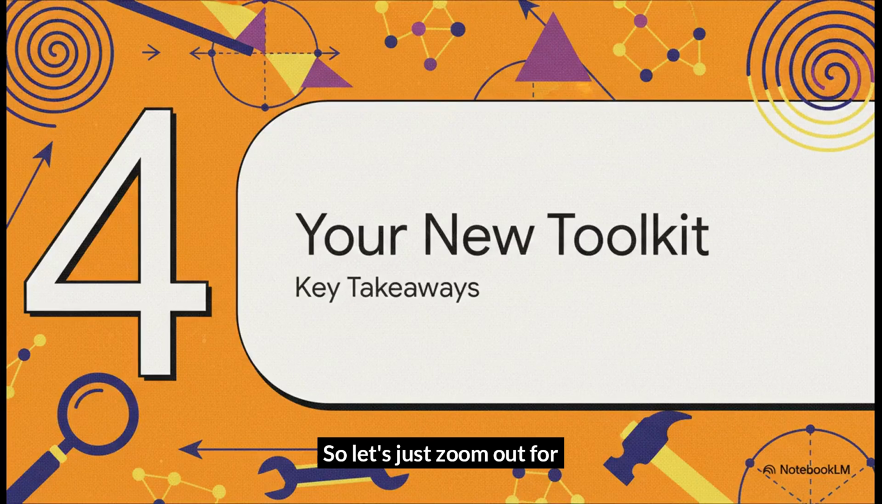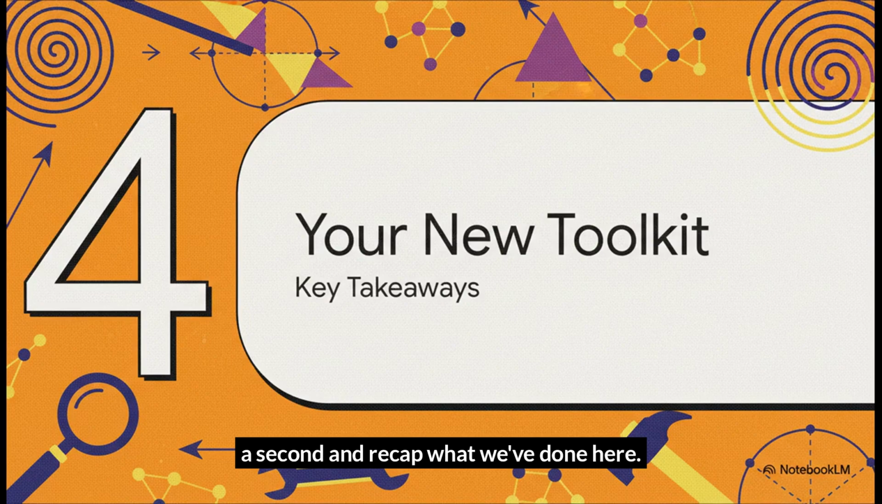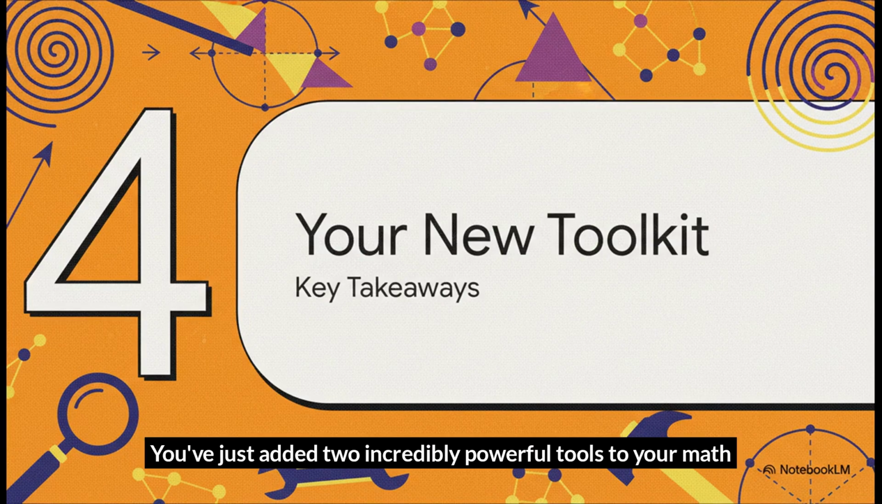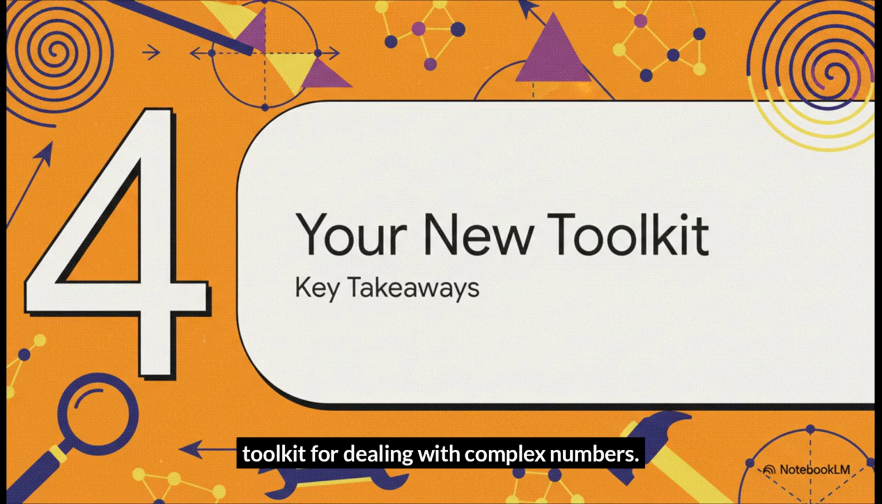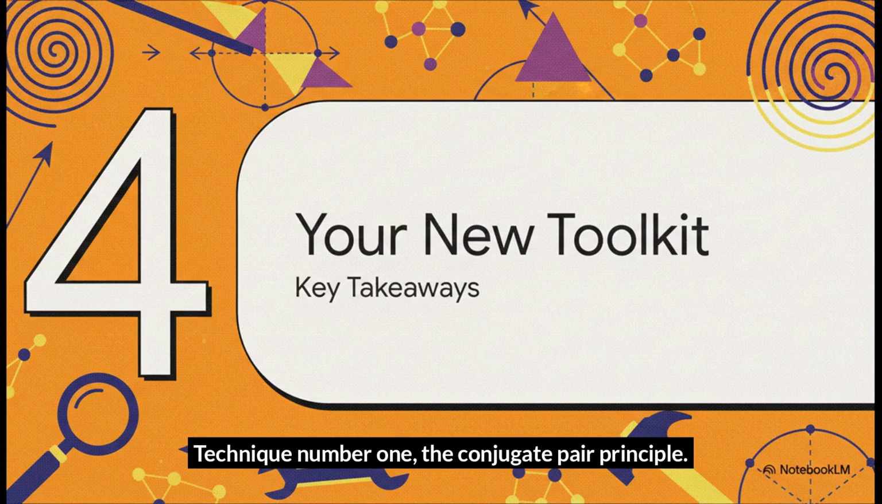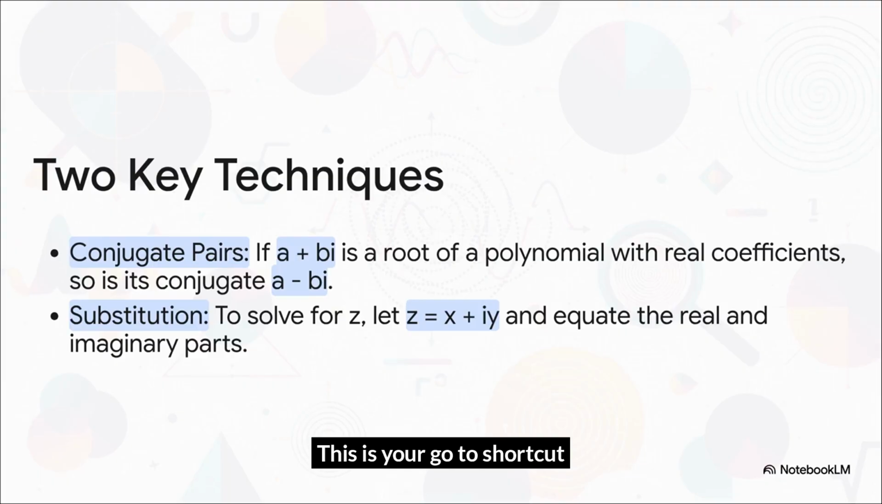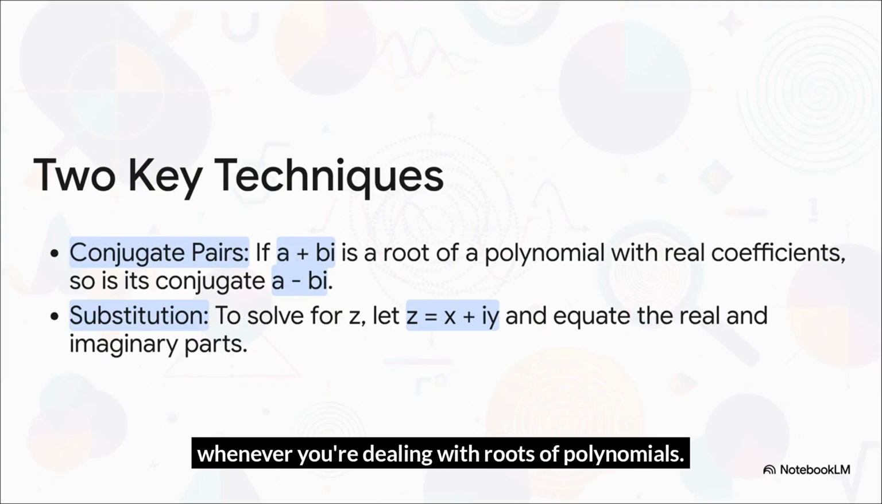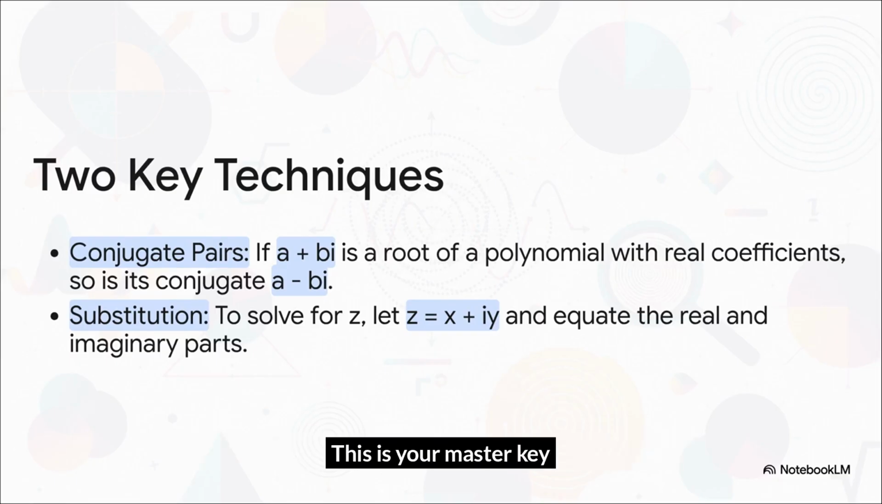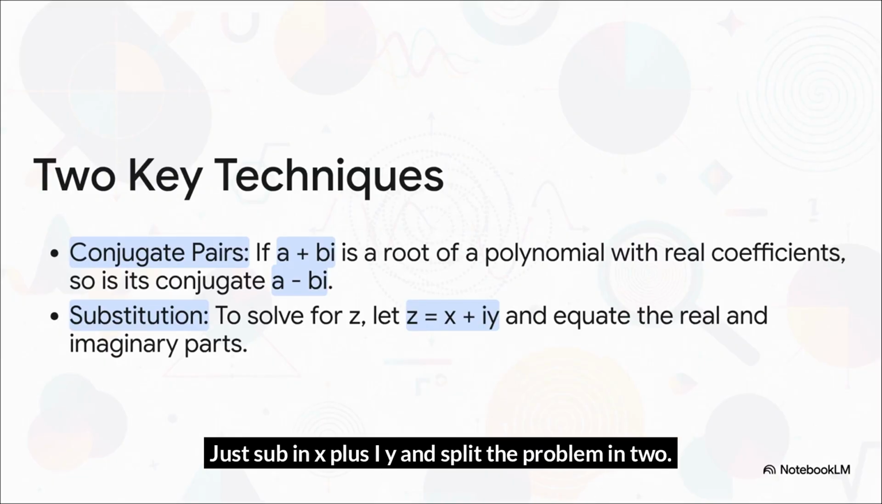So let's just zoom out for a second and recap what we've done here. You've just added 2 incredibly powerful tools to your math toolkit for dealing with complex numbers. Technique number 1, the conjugate pair principle. This is your go-to shortcut whenever you're dealing with roots of polynomials. Just remember, complex roots always come in pairs. And technique number 2, the substitution method. This is your master key for finding an unknown complex number. Just sub in x plus iy and split the problem in 2.